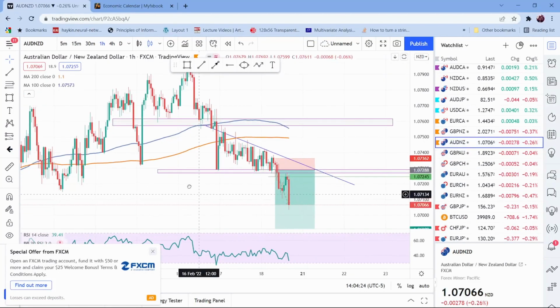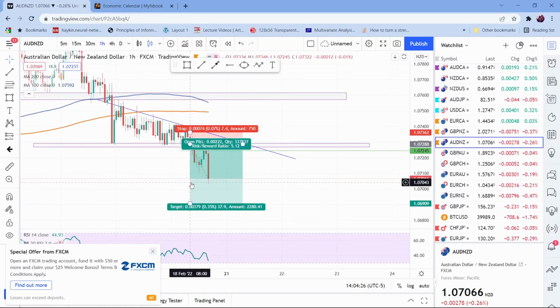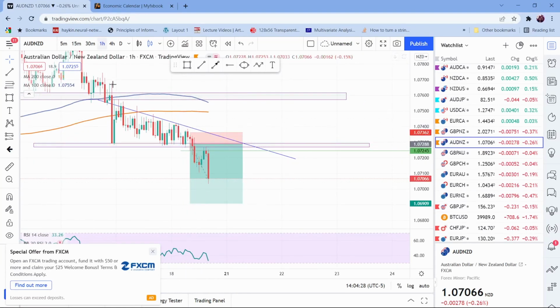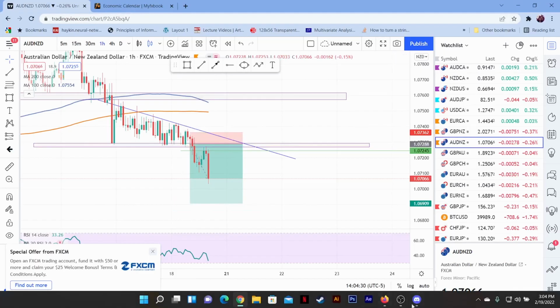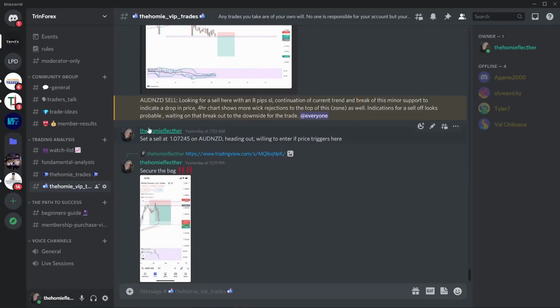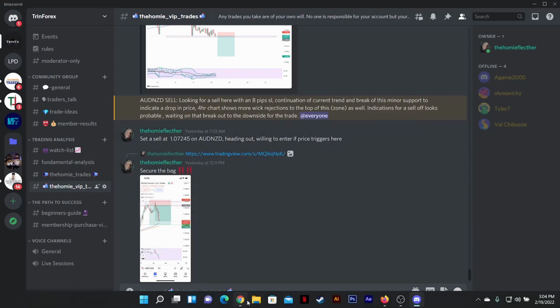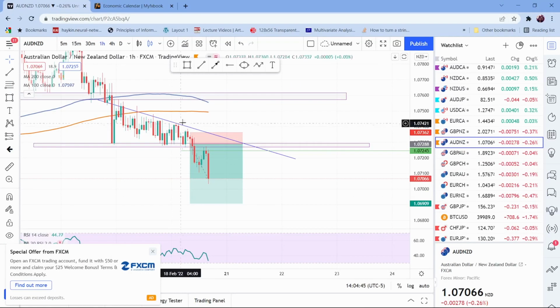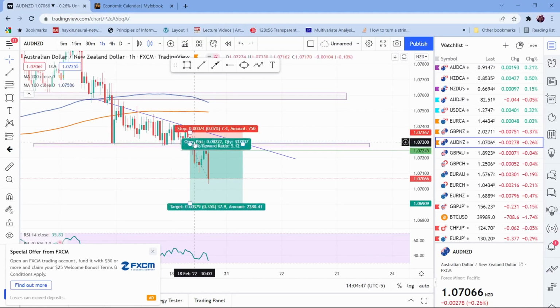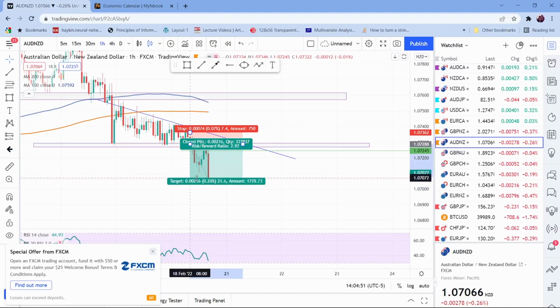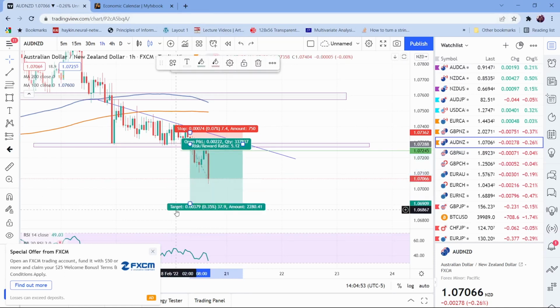Let's pull this real quick. We did get that breakout, price pushed. Right, we got that break. And I believe at that point I did set a sell at 1.07245 on AUD NZD, willing to enter if price triggers here, right? And that is what we were looking at, right? This area right here, price pushed, got triggered in, and as you can see, it continued down. Here on market close is around 3% in profit, right?